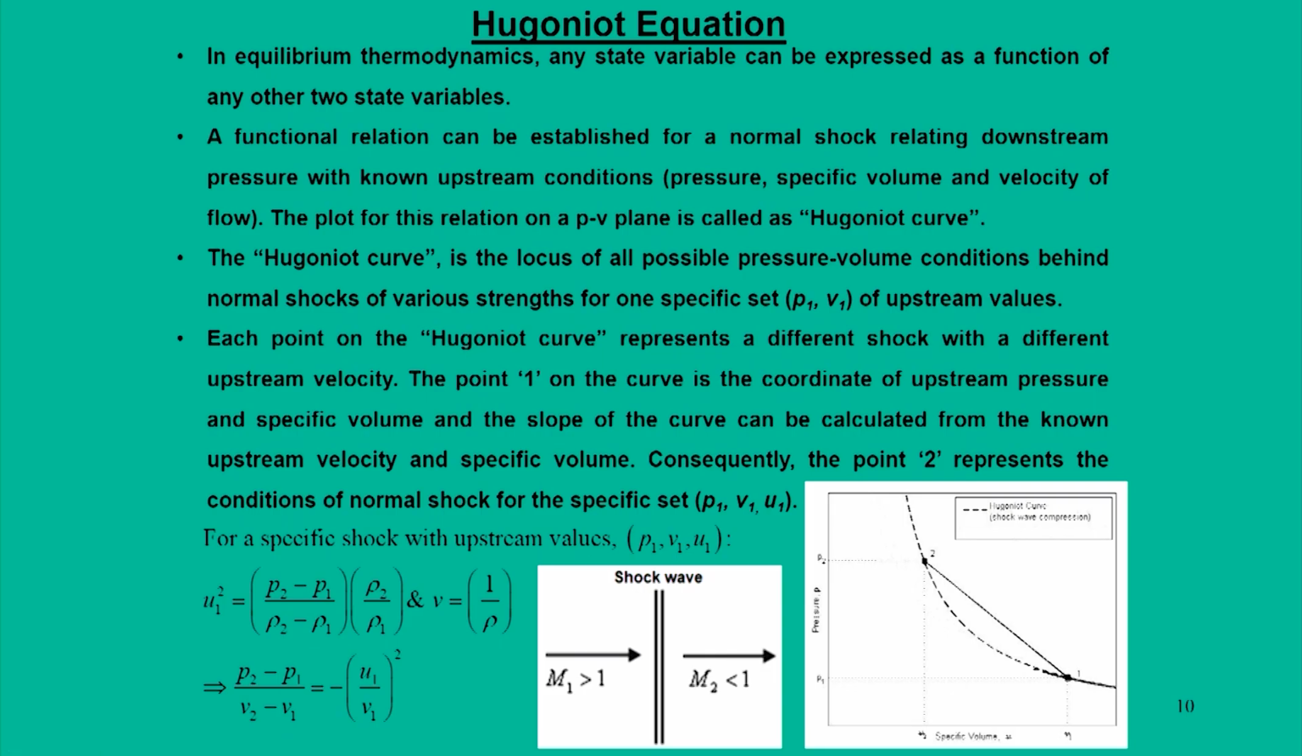Now, same thing we are trying to represent graphically. Using this information, from our previous discussions we arrived at this particular relation: u1 square in terms of P2 into u1 square is equal to P2 minus P1 divided by rho 2 minus rho 1 into rho 2 by rho 1. From this we get an equation for the pressure change between two states to the specific volume change as a function of u1 by v1 whole square.